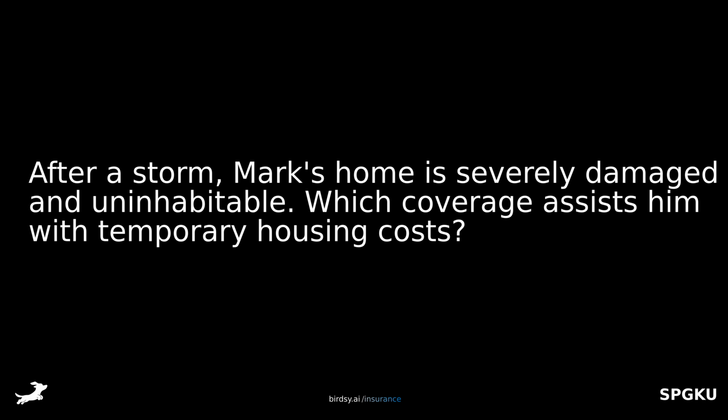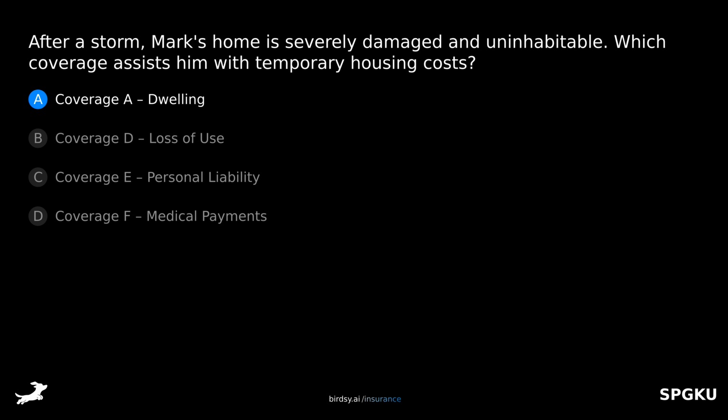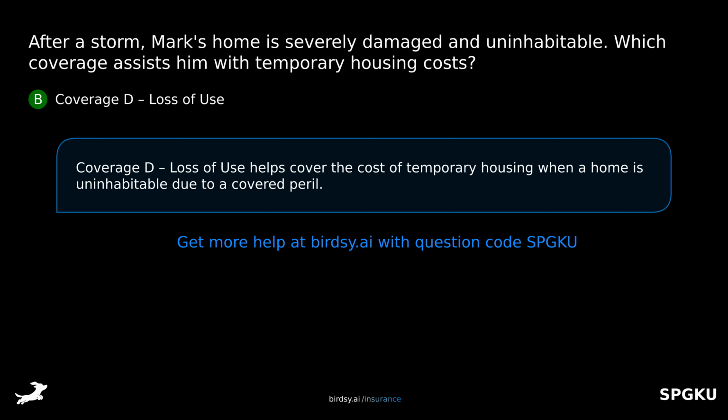After a storm, Mark's home is severely damaged and uninhabitable. Which coverage assists him with temporary housing costs? Is it A, coverage A, dwelling? B, coverage D, loss of use? C, coverage E, personal liability? Or D, coverage F, medical payments? The answer is B, coverage D, loss of use. Coverage D, loss of use, helps cover the cost of temporary housing when a home is uninhabitable due to a covered peril.